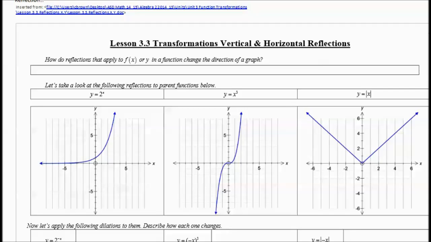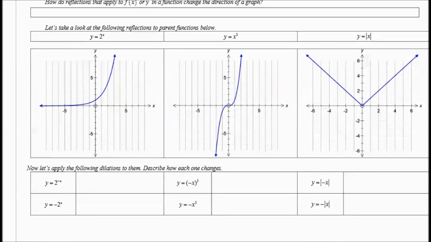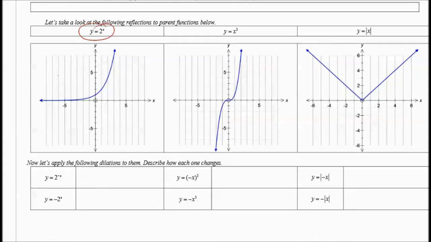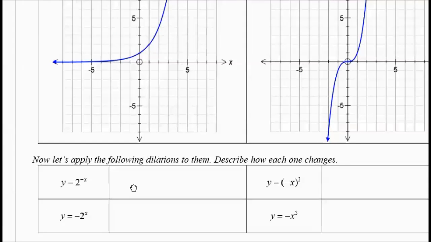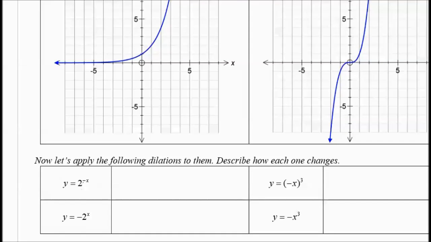So let's look at the following equation. So the parent function y equals 2 to the x. So we're going to start with the exponential this time. We have two ways that we can write this. So y equals 2 to the power of negative x will change our function, and y equals negative 2 to the power of x will change our function. Okay, so let's see how those two are affected.